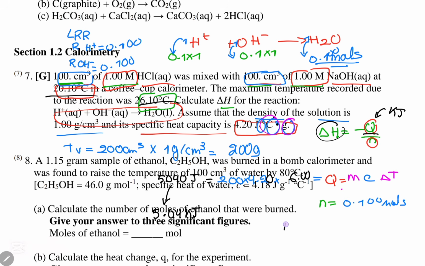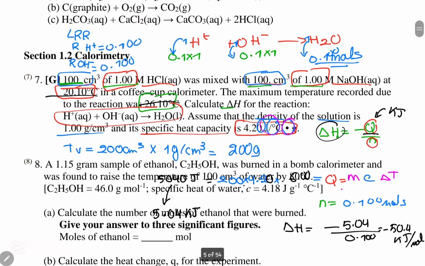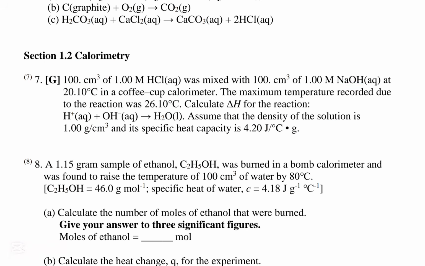Perfect, that's amazing. Now to find the value of delta H, it's going to be minus Q, which is minus 5.04 divided by n, which is 0.100. So you put it on the calculator and to 3 significant figures, my answer will be minus 50.4 kilojoules per mole of reaction, because this is per 1 mole of the reaction. So that is it for question number 7. We found the delta H of the reaction by using a set of equations.